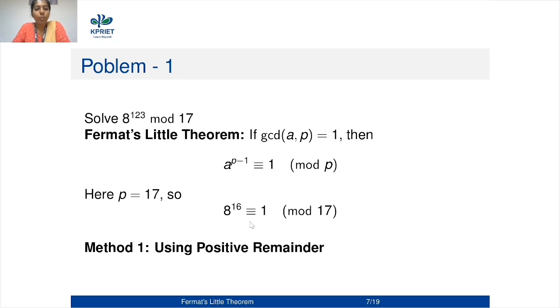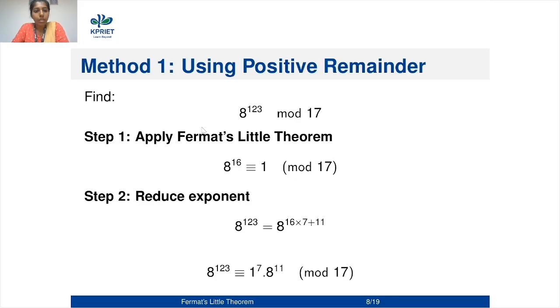So from now I am going to have two different ways of solving, but finally I will reach the same solution. Now let us have the first method, using the positive remainder. So let us solve this problem to find the remainder by choosing the positive remainders. Okay. So now after applying Fermat's little theorem, this problem is reduced to 8^16 is congruent to 1 modulo 17. Now I want to find the remainder of 8^123, not 8^16.